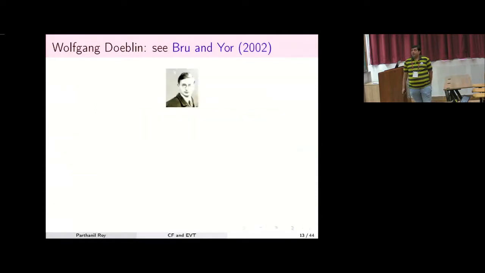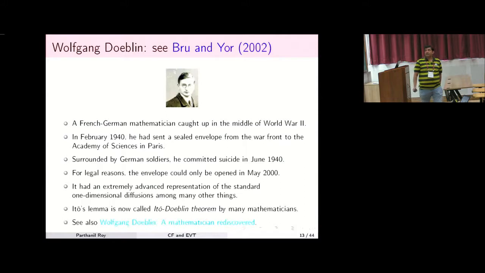So, a little bit on Wolfgang Doeblin, a little bit fast now. He was a French-German mathematician who was caught up in World War II. He was actually working in a telephone exchange, if I remember correctly, and proving results about Poisson processes. Anyway, in 1940, he sent a sealed envelope from the war front to the Academy of Sciences in Paris. And he unfortunately committed suicide in June 1940. For legal reasons, because he passed away, the envelope could only be opened after 60 years.